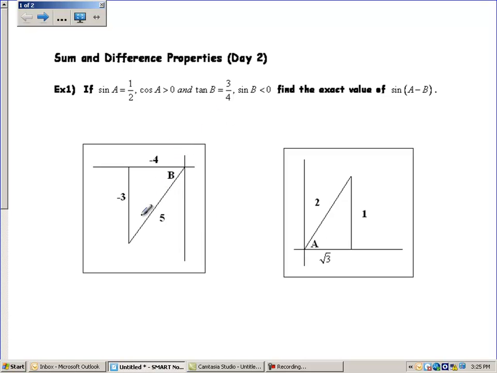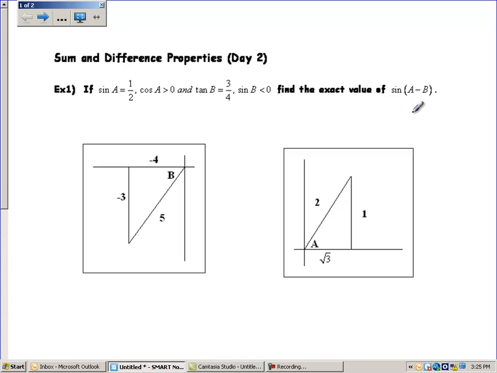It ended up being in quadrant 3 over here. The reason it's in quadrant 3 is because tangent was positive, which means tangent could be in quadrant 1 or quadrant 3, and since sine was negative. So sine is negative and tangent positive, that happens in quadrant 3. You'll notice that tangent is opposite over adjacent, and both of these are negatives, and when you divide a negative by a negative, that's why it works out to be a positive 3/4.